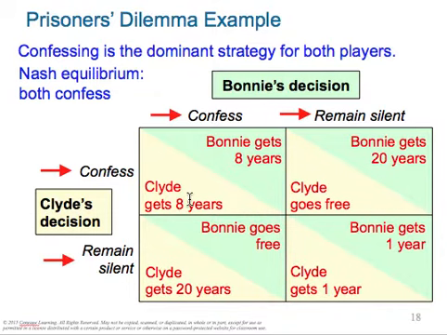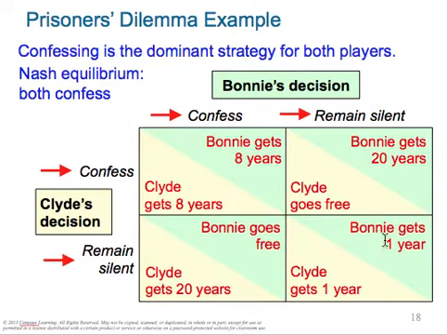So I'd rather get 8 years versus 20, and go free versus 1 year. Okay? So check mark, check mark. I'd rather confess than remain silent in both of these situations. So Clyde's dominant strategy is to confess. Bonnie's dominant strategy is to confess.